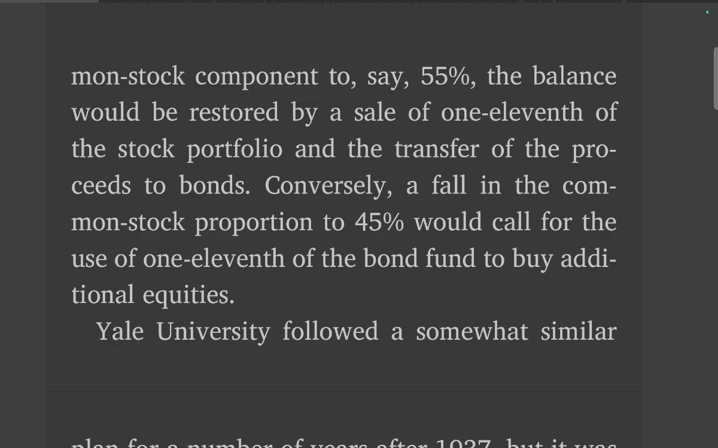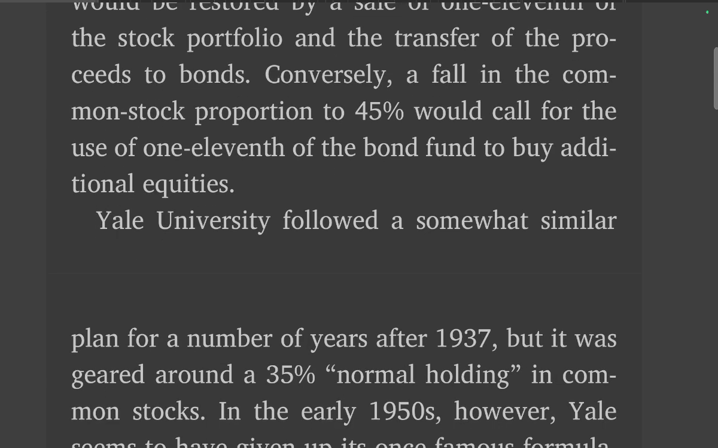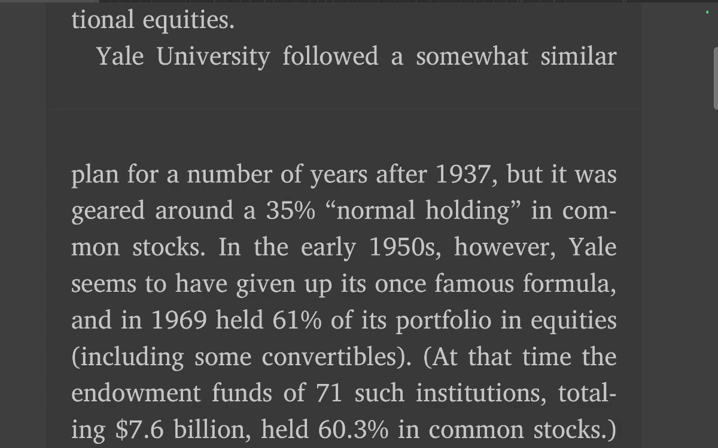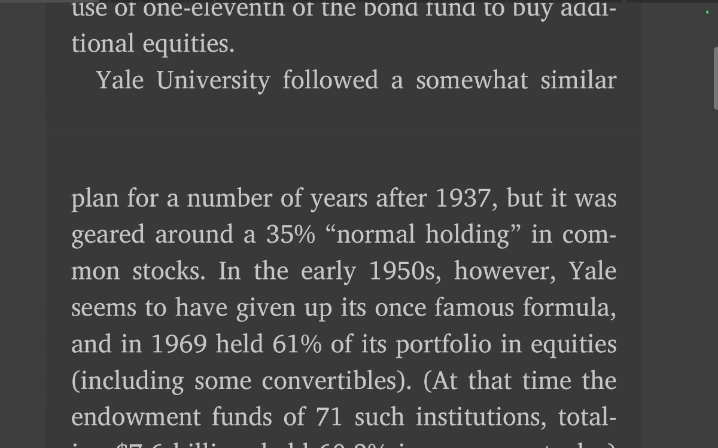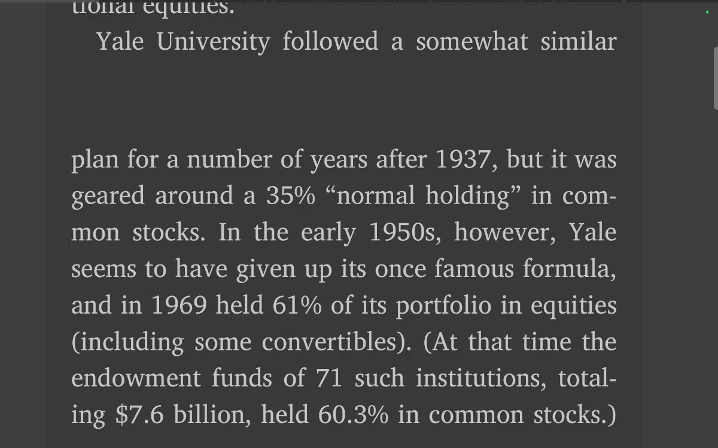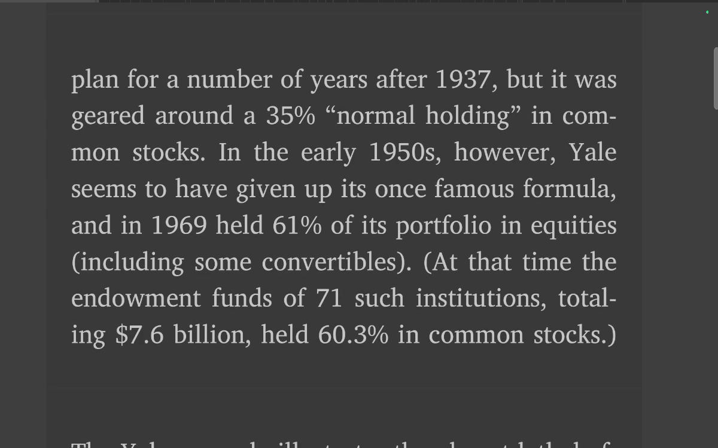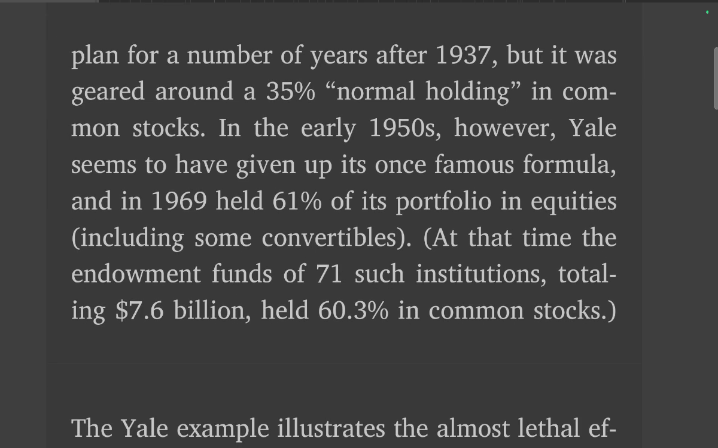Conversely, a fall in the common stock proportion to 45% would call for using 1/11th of the bond fund to buy additional stocks. Yale University followed a somewhat similar plan for a number of years in 1937. It geared about 35% of its normal holding to common stock in the early 1950s. However, Yale seems to have given up this famous formula in 1969.